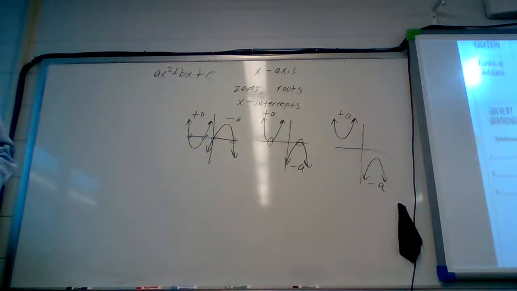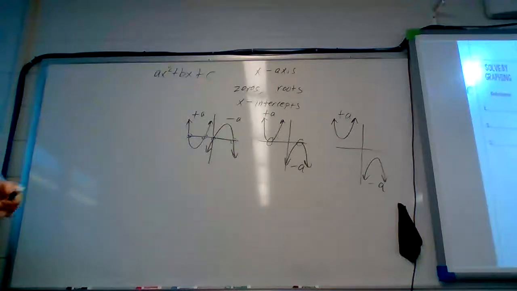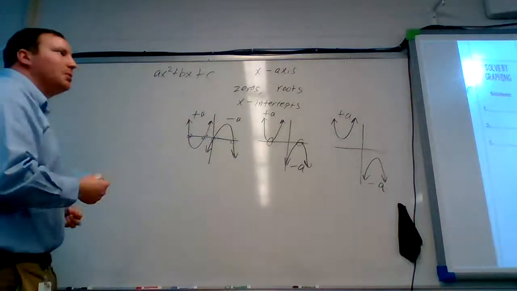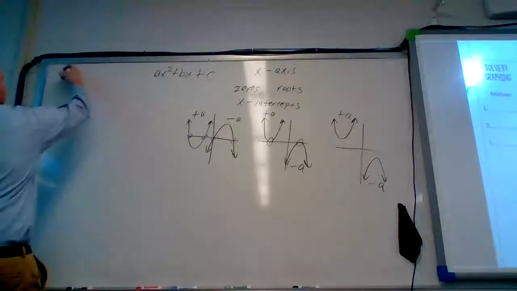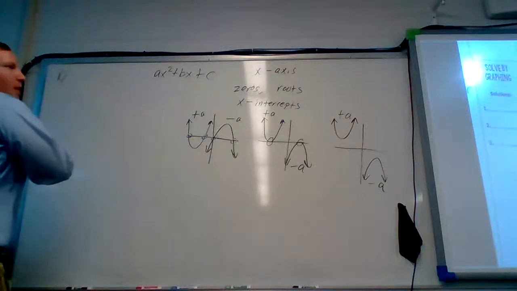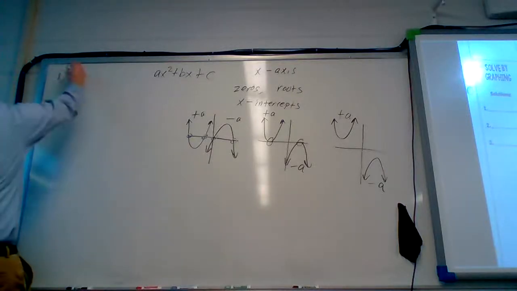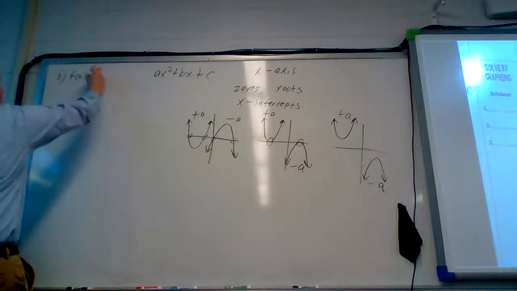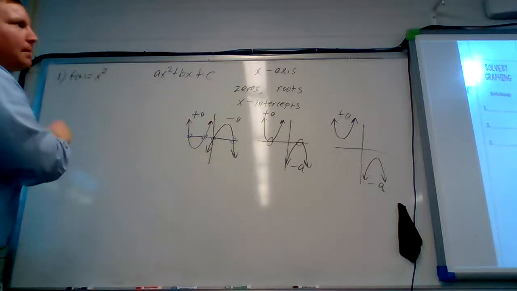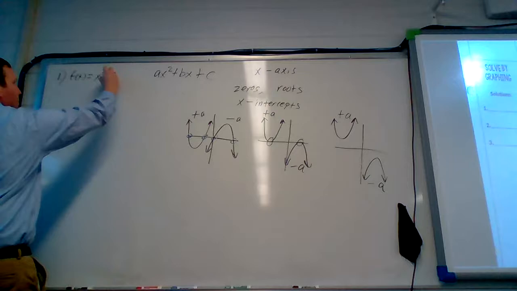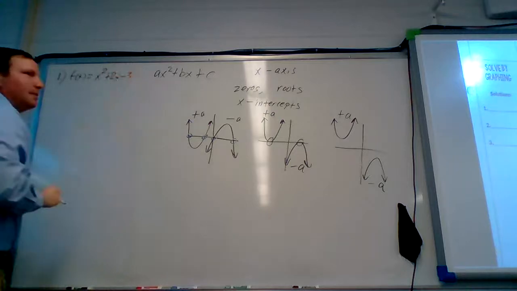So let's look at number 1. Again, we're just going to find how many solutions are possible. We don't have to find those exact solutions. So number 1, we have f of x equals x squared plus 2x minus 3.